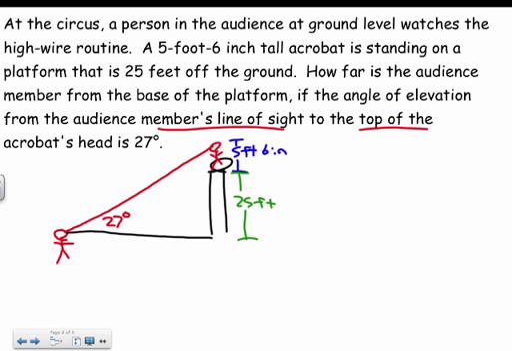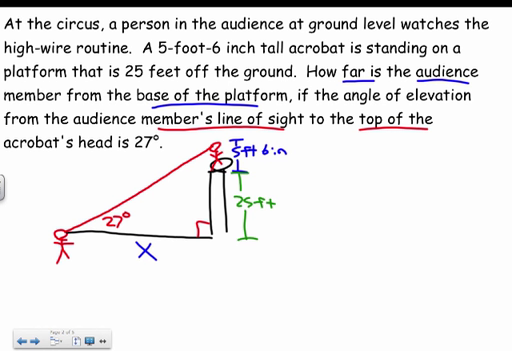And if you notice, what did I just make? I made a right triangle. Okay, and what do we want to try to find? How far the audience member is from the base of the platform. So how far from the base? So we're literally looking for, now we'll just call this x, this distance, that horizontal distance, audience member to the base. Well, we know how to solve right triangles. We just did all our trig ratios the other day, right? So let's take a look.